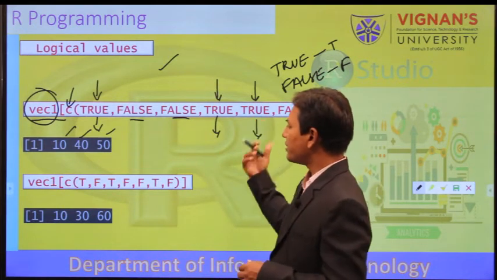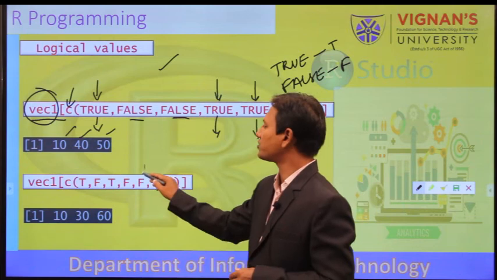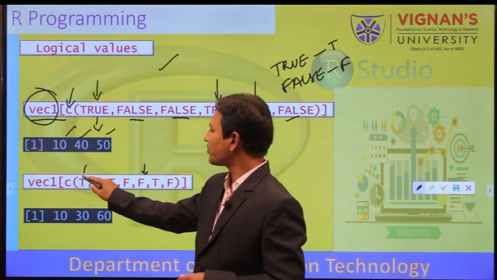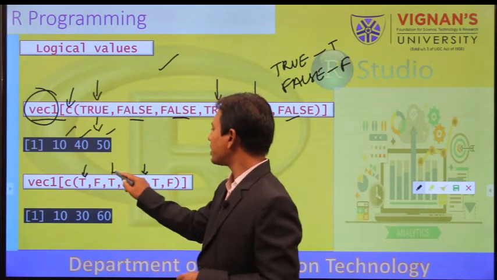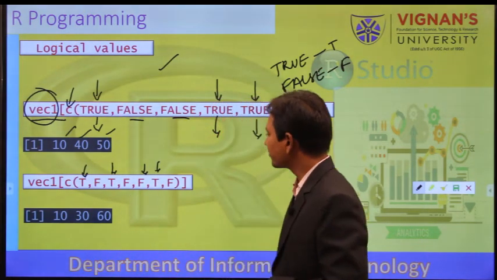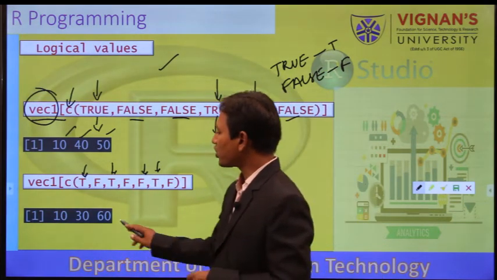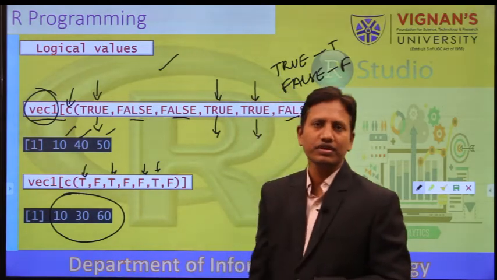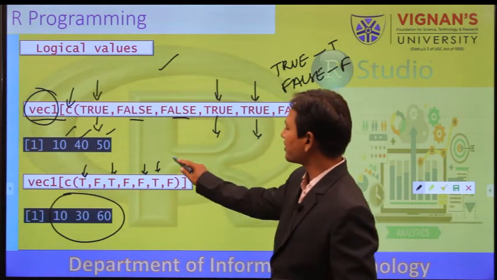The same we can mention in short form also. Here I am showing it in short form. The first index value and the third one and 4th, 5th, 6th value. So here the output we got is 10, 30 and 60. Assume that we have a 7th value also.